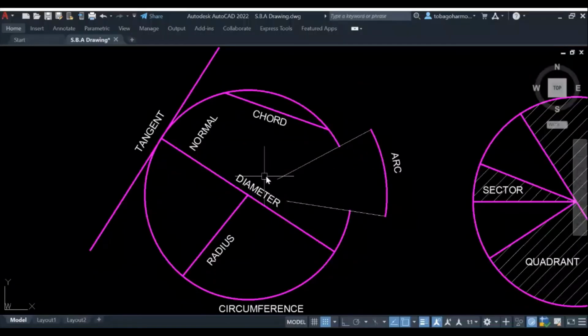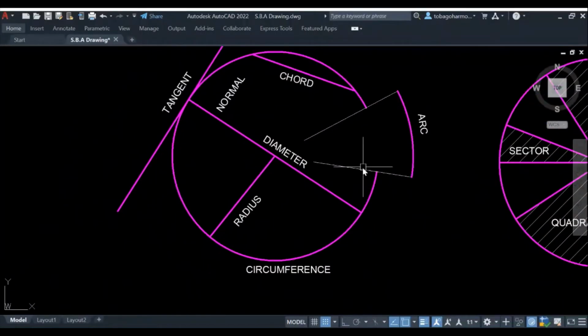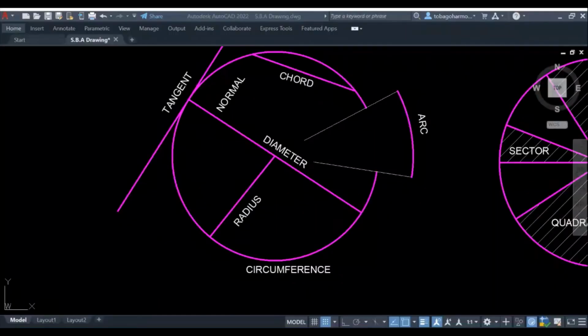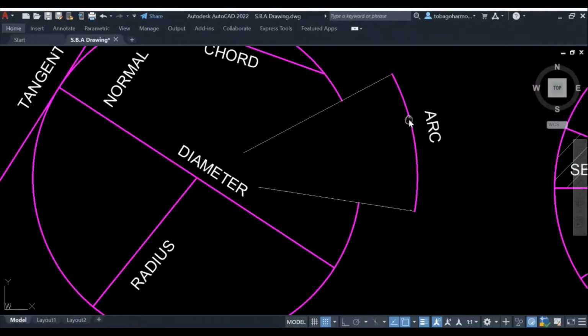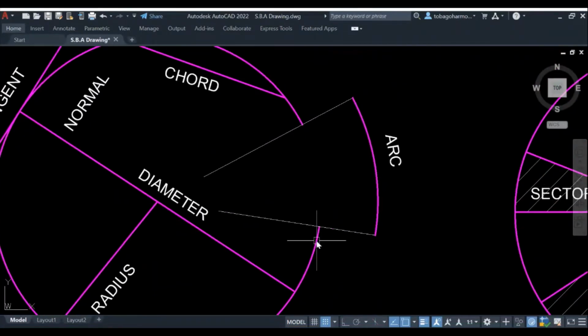The circumference is the boundary which encloses and forms the circle. The arc is any part or section of the circumference.